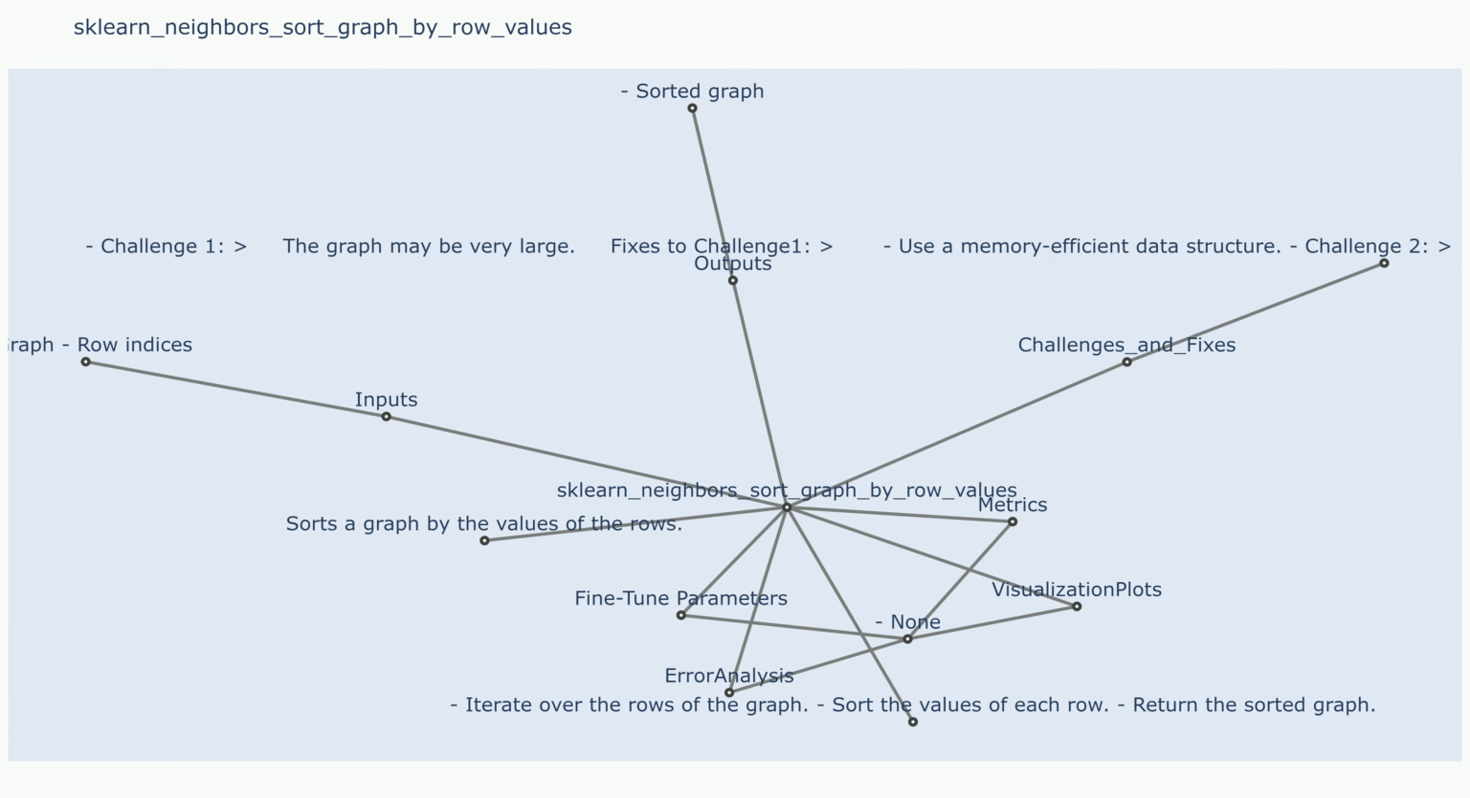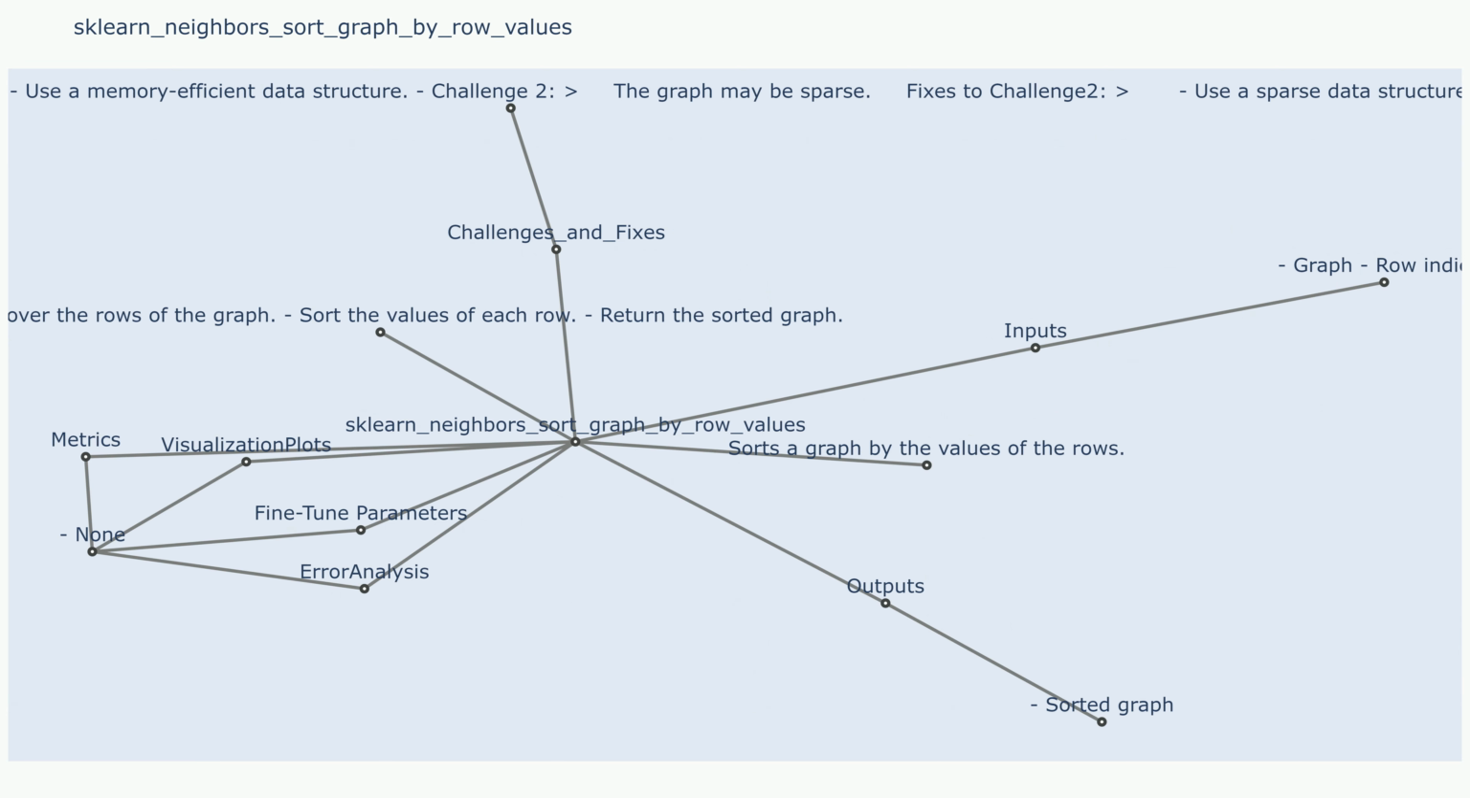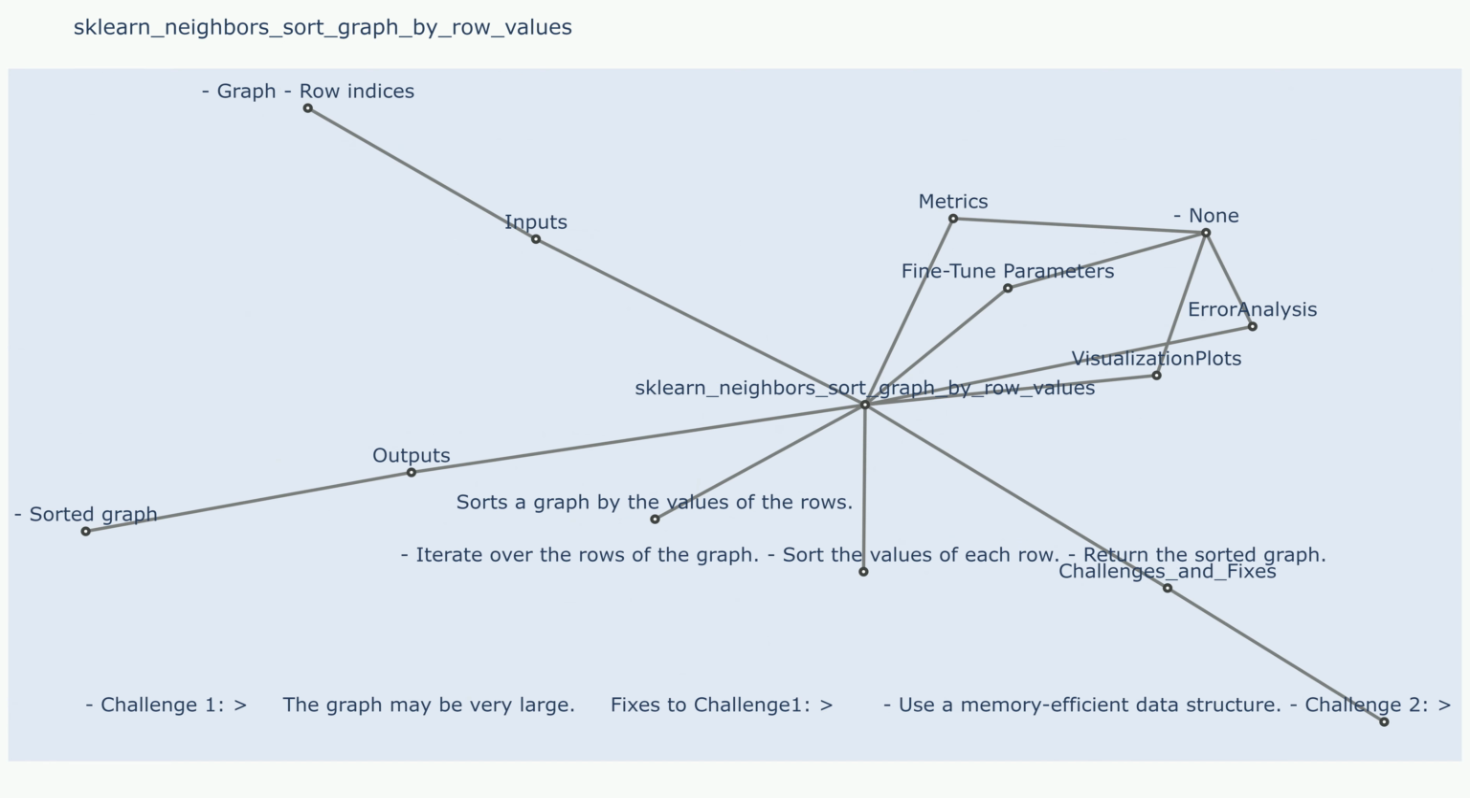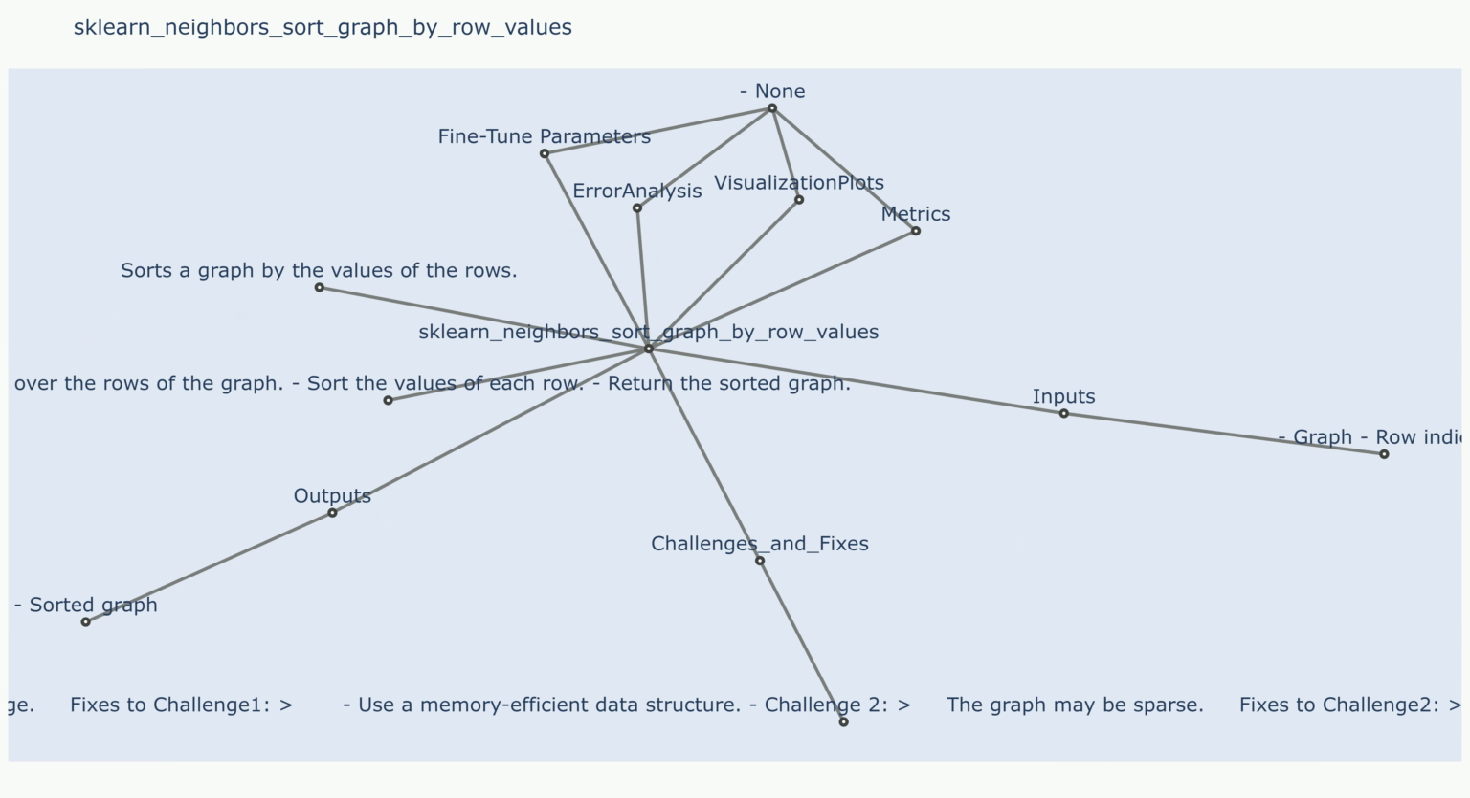Challenges and fixes. Challenge 1: If the input graph contains duplicate values in a row, the sorting might not be deterministic, meaning the order of neighbors with identical distances might vary across different runs. Sample use case that resulted in challenge 1: when using a distance metric like Manhattan distance, multiple neighbors might have the same distance from a given data point. Fixes to challenge 1 to ensure deterministic sorting: a stable sorting algorithm can be used, which preserves the relative order of elements with identical values.